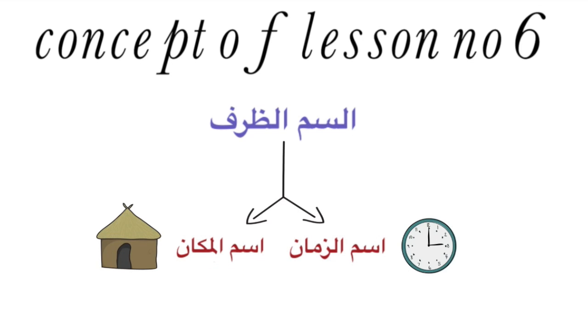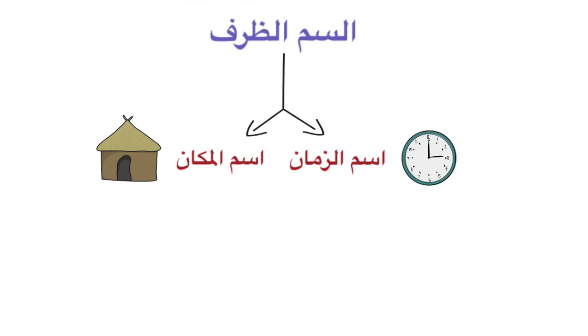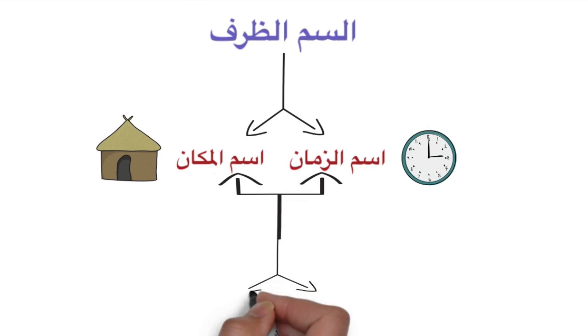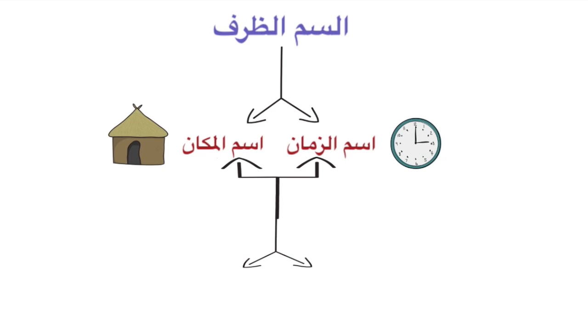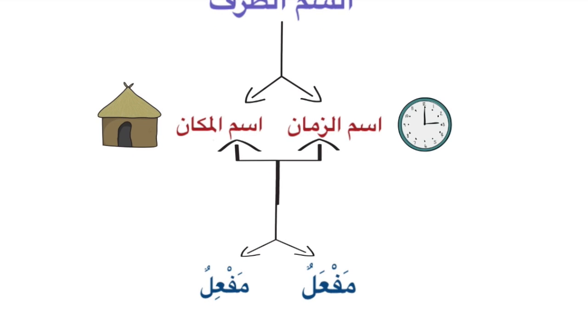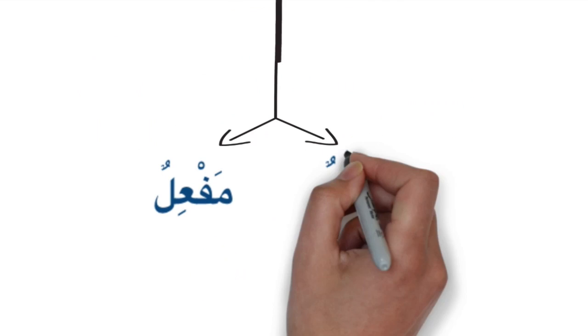So where some action has been taken at that time or at that place, that's what ismu zaman and ismu makan mean. Both ismu zaman and ismu makan are of two types. There's a pattern for them: maf'alun and maf'ilun. Today, inshallah, we're going to see when we use maf'alun and when we use maf'ilun. So let's see how it is described.